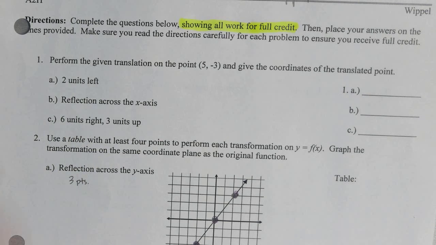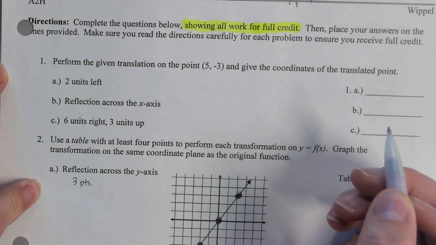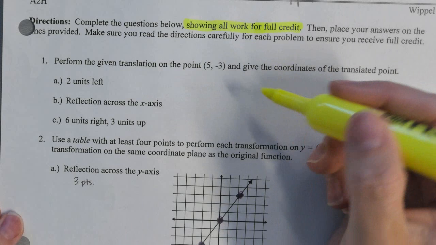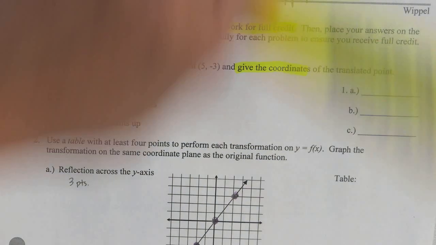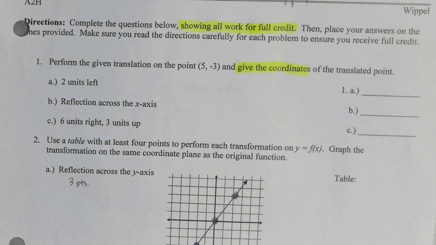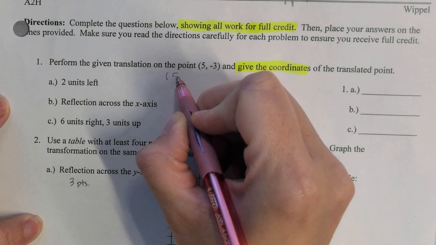For one like number 1, you might be able to do that in your head, and that's fine. But you also need to make sure that you have the proper notation. So you're performing this translation, and then you're giving the coordinates. Yesterday, something I noticed is sometimes people did not put the parentheses around the point, and you would lose some points for the question on that.